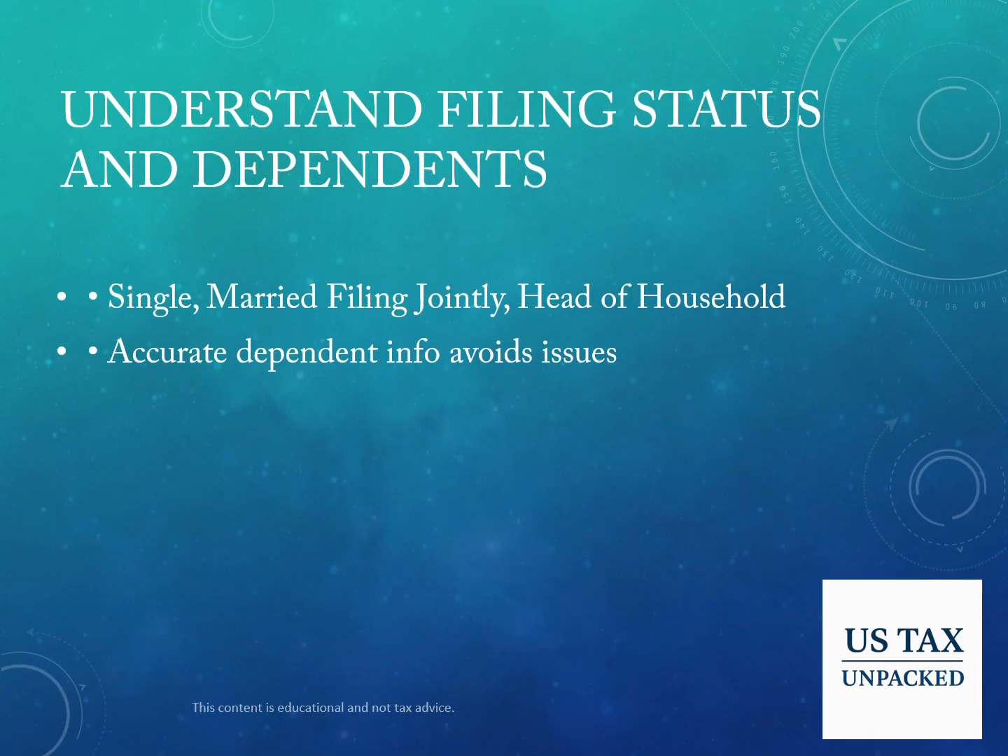Your filing status affects your tax bracket and eligibility for credits. The most common are single, married filing jointly, and head of household. Make sure you correctly claim dependents to avoid delays and errors.